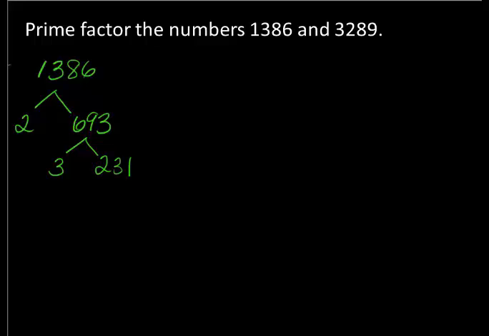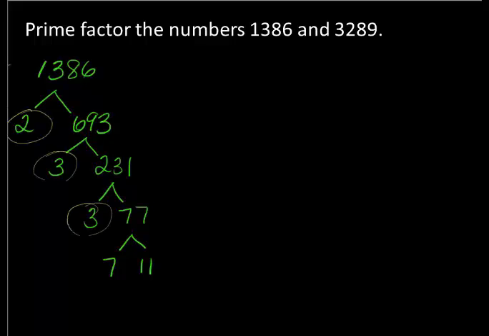Well, the sum of the digits is 6 here. It's still divisible by 3. So let's divide again by 3, and we get 77, which is 7 times 11. So this is not the prime factorization. This is just the tree that we use as like an algorithm to find the prime factors. So we found 2, 3, 3, 7, and 11. So we write the prime factorization like this. 2 times 3 squared times 7 times 11.